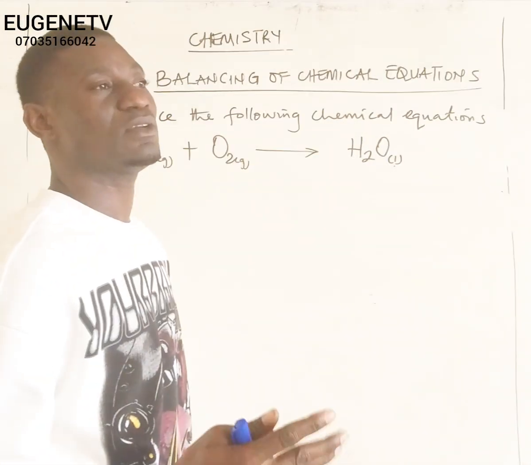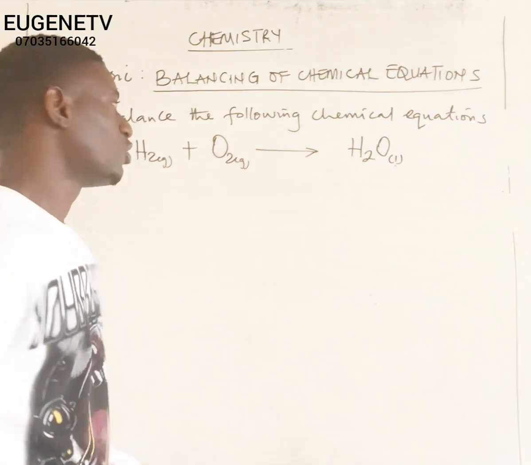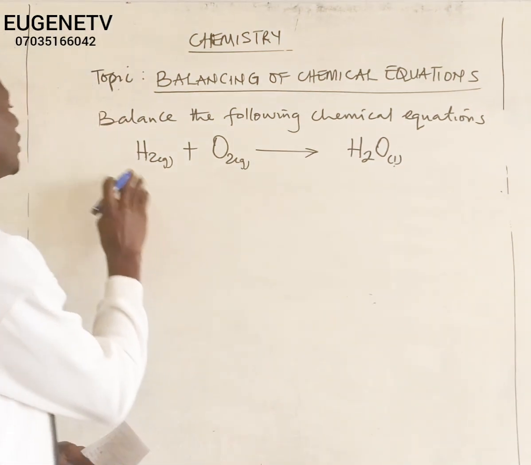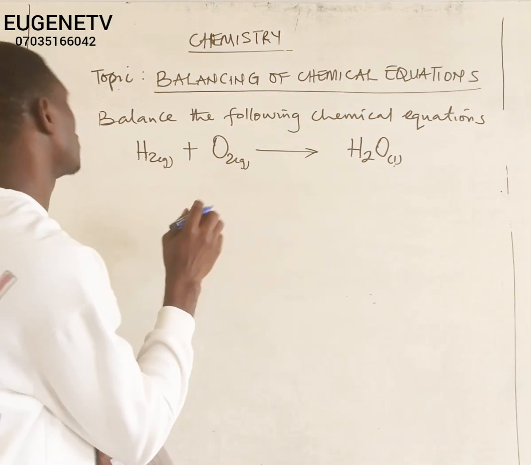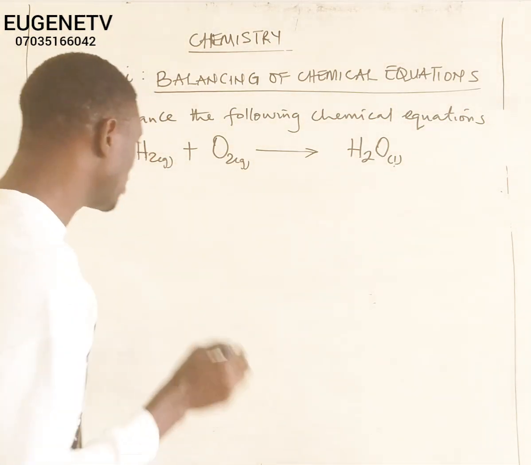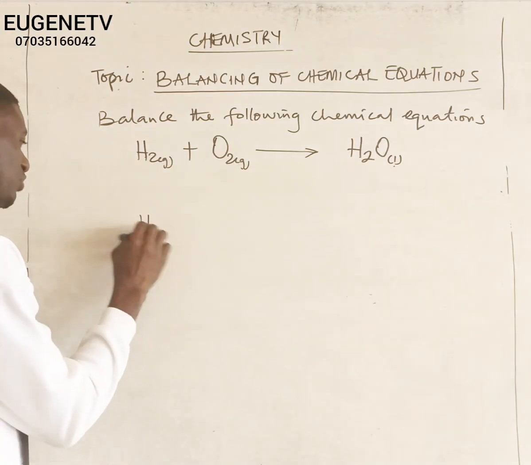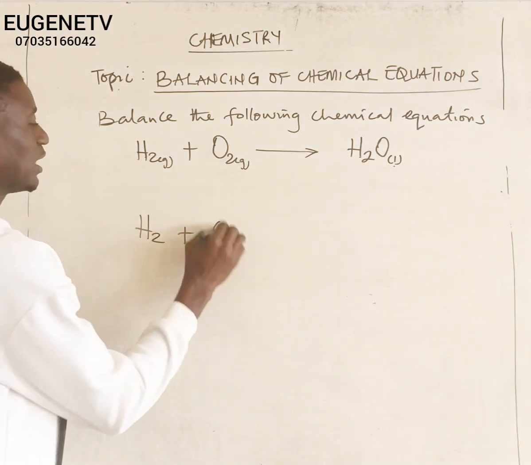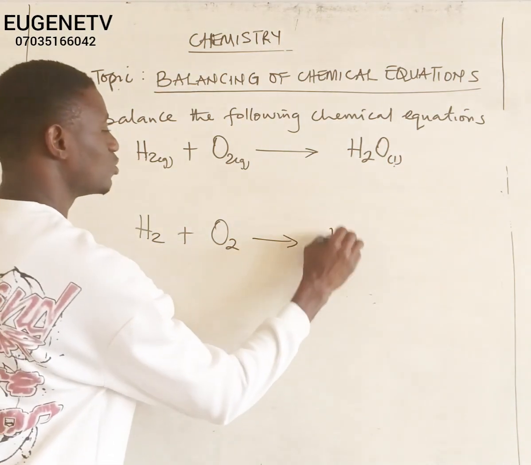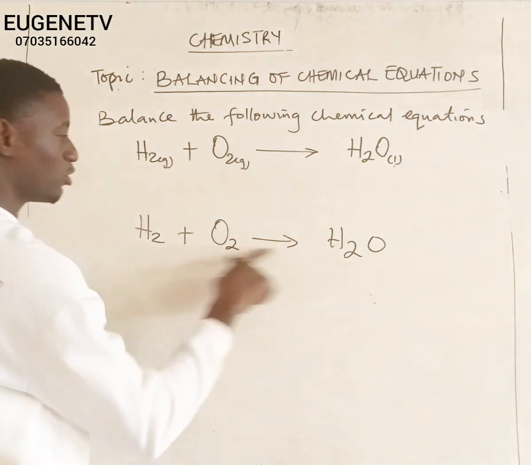How do we balance a chemical equation? Rule number 1. Always put the coefficient in front of the formula. Don't put the coefficient behind the formula. Take for example, if I have something like H2 and I react it with O2 to give me H2O. This is the equation for the production of water.